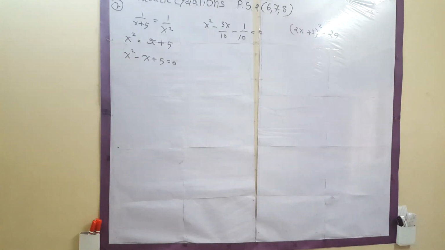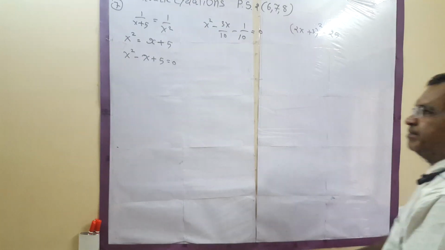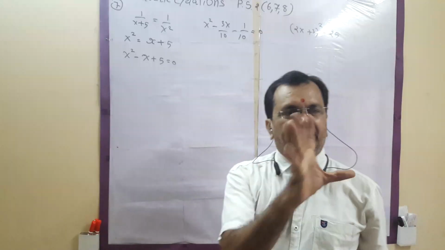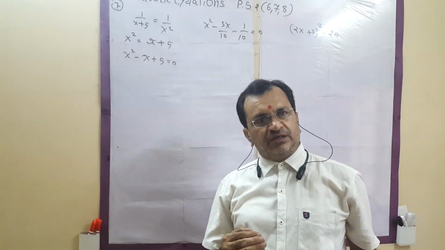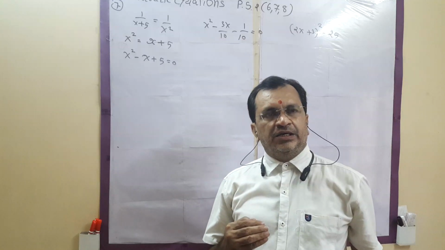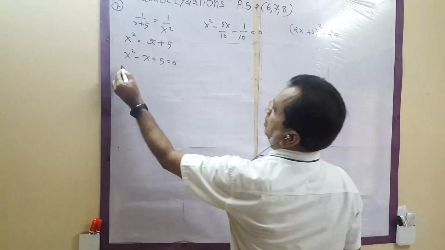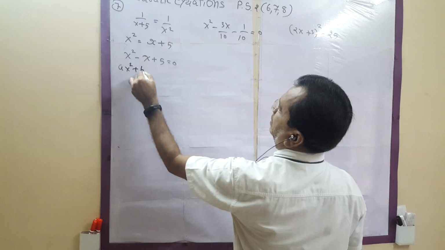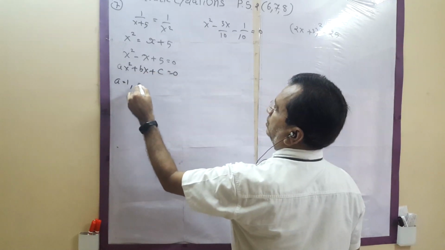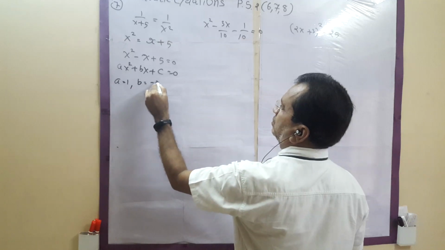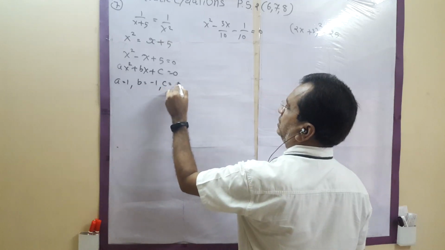Now, factorization is not possible, so we will solve it by the formula method. Compare with ax square plus bx plus c is equal to 0. A is equal to 1, b is equal to minus 1, c is equal to minus 5.